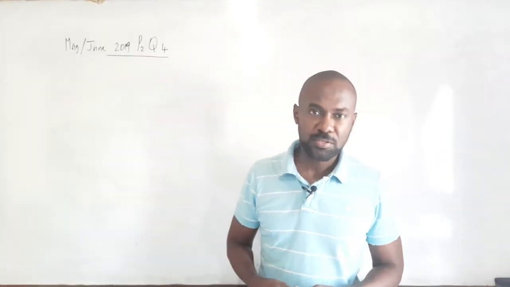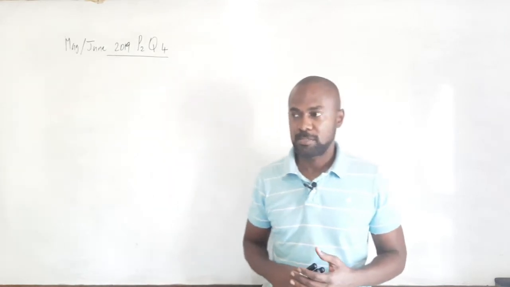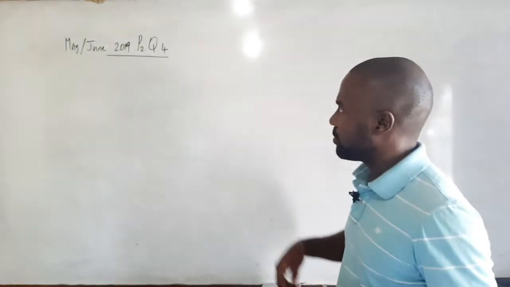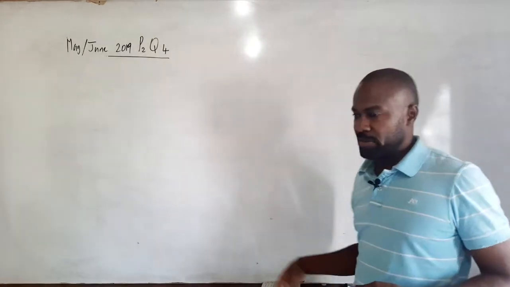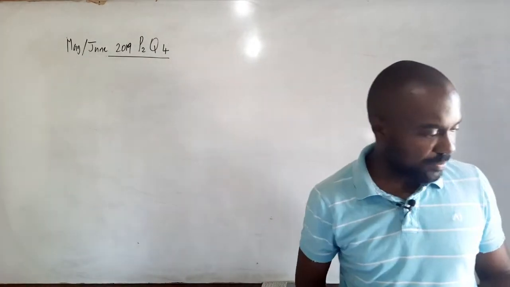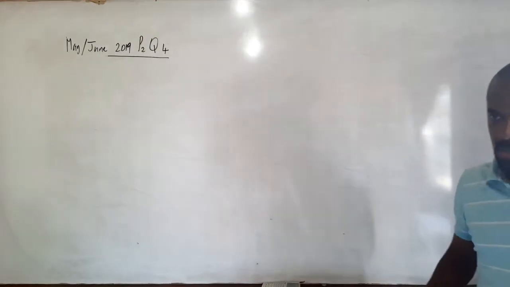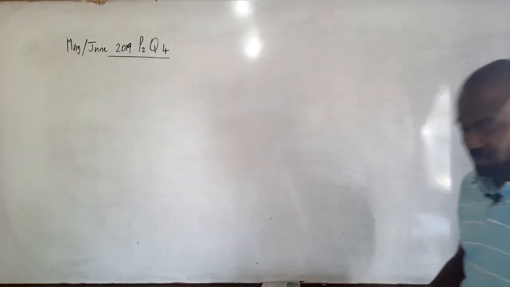In this video, we'll continue to look at CSEC Physics past paper questions. We'll be looking at the question from May June 2019, paper 2, question 4. And this question deals with light and optics, right? So May June 2019, paper 2, question 4.